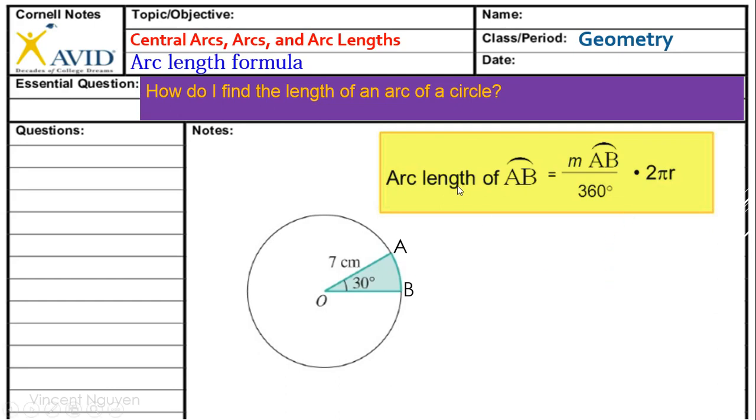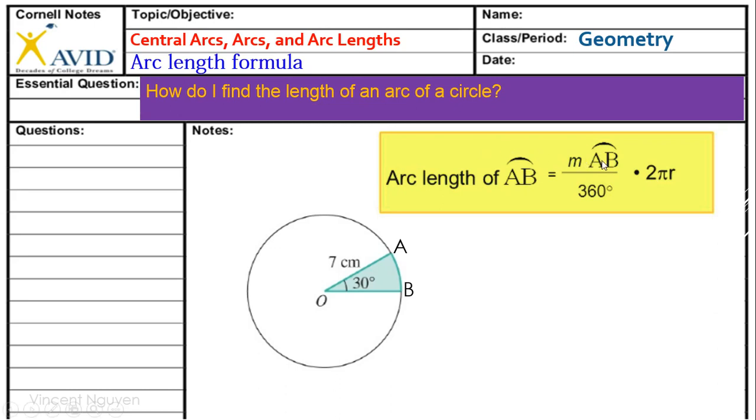So when we're talking about arc length of AB, you're talking about how long you have to walk from point A to point B on this piece of this circle. So imagine this is your pizza, right? So arc length is how long this crust is from here to here. Okay, so that's arc length. And how do we find it? Well, there's a formula. And yes, you don't have to memorize this formula. You can use this formula as a reference whenever you're working with arc length, right?